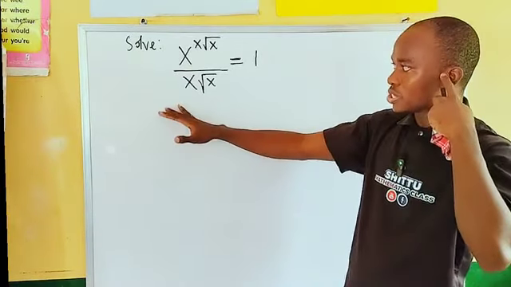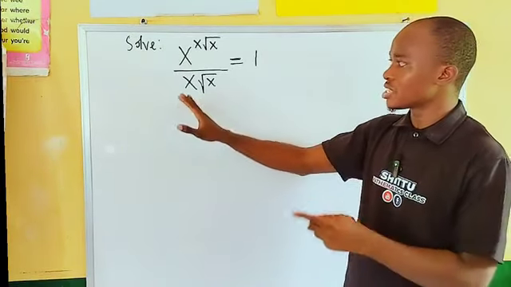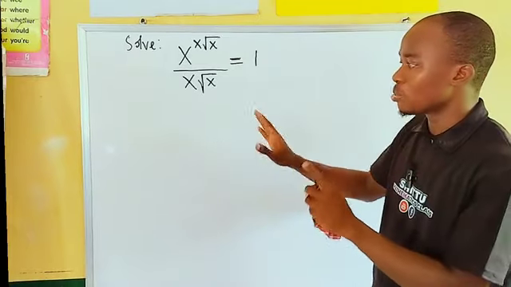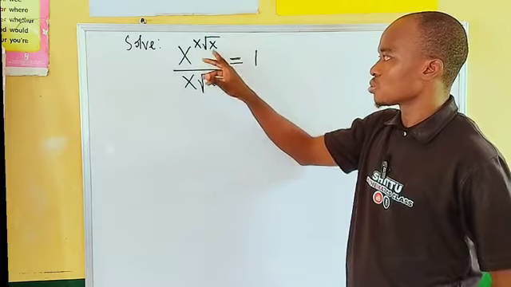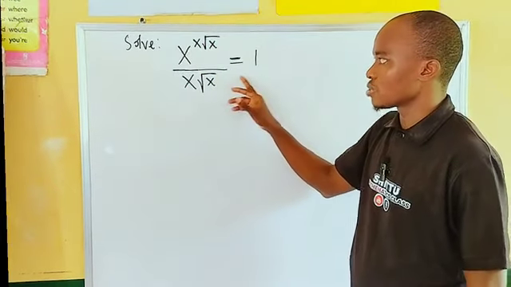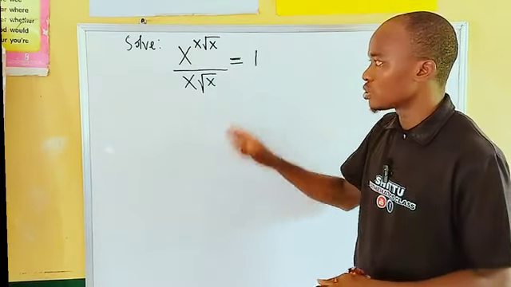I have this question, so I would like you to stay focused and see how we are going to solve this, because it's somehow logical. Okay, so now we have this question: x to power x root x over x to power root x equals 1. Let's see how we are going to solve this.